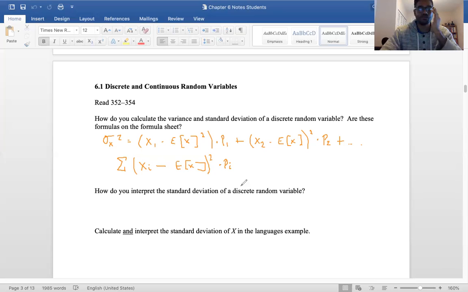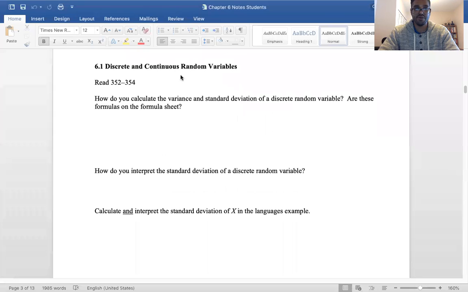And so we know already that standard deviation is just the square root of this. Sigma x is just going to equal the square root of this guy. And so what does standard deviation measure? It's just a typical distance away from the mean. So how do you interpret this value? Standard deviation is a measure of how much the values of the variable typically vary from the mean.